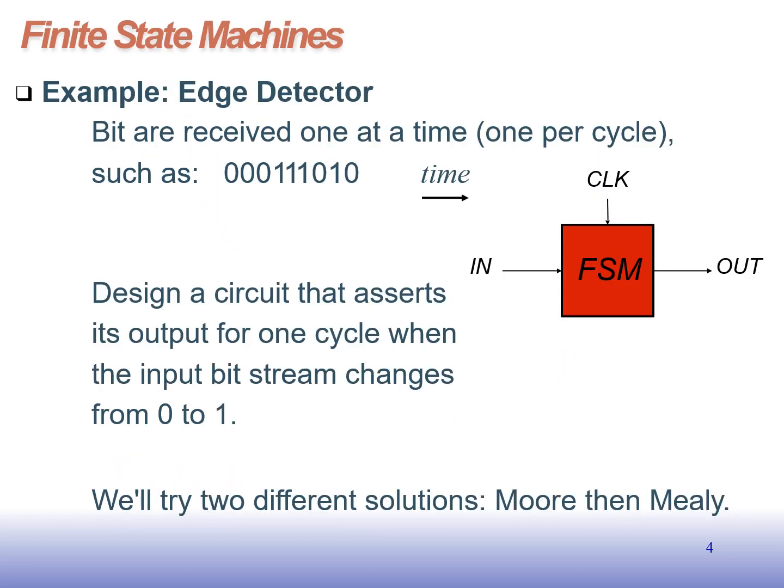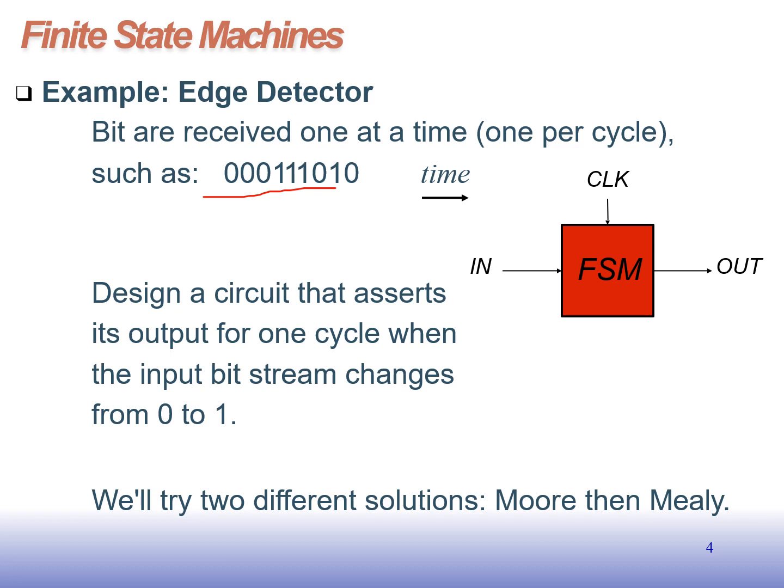In the next slide we can see the edge detector example. The edge is detected depending upon the type of edge, and the output is going to change accordingly. Here bits are received one at a time, one per clock. This is the input, and this is the FSM block diagram. We are going to detect the edge.